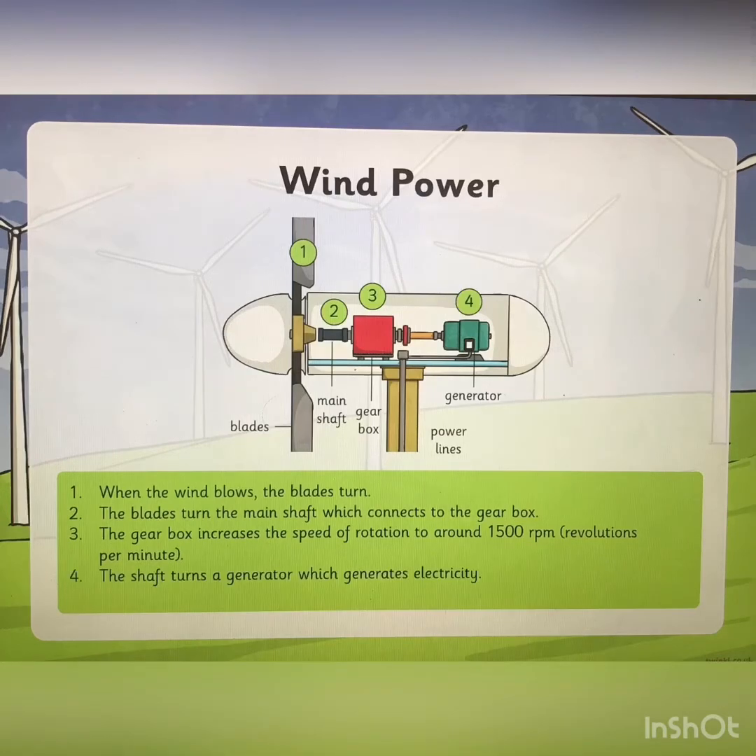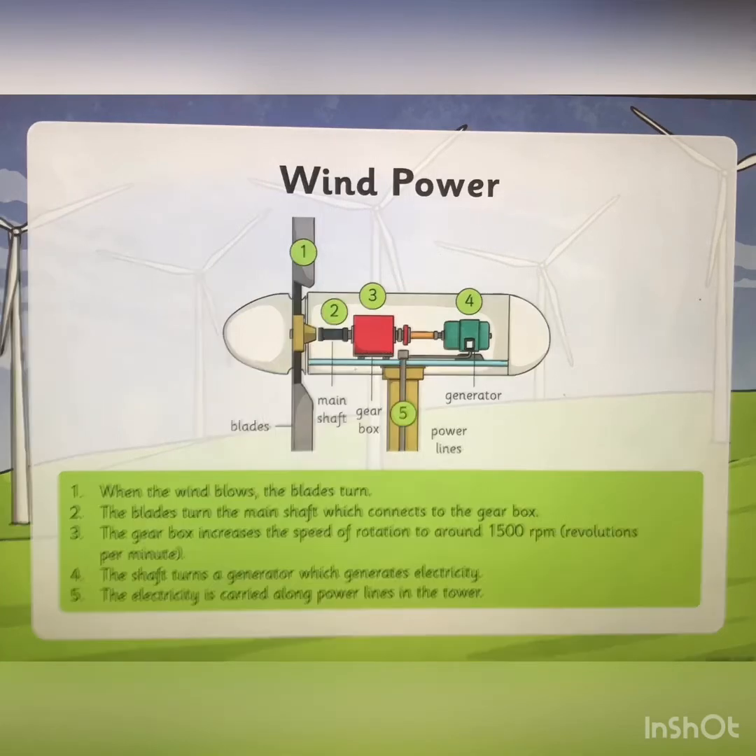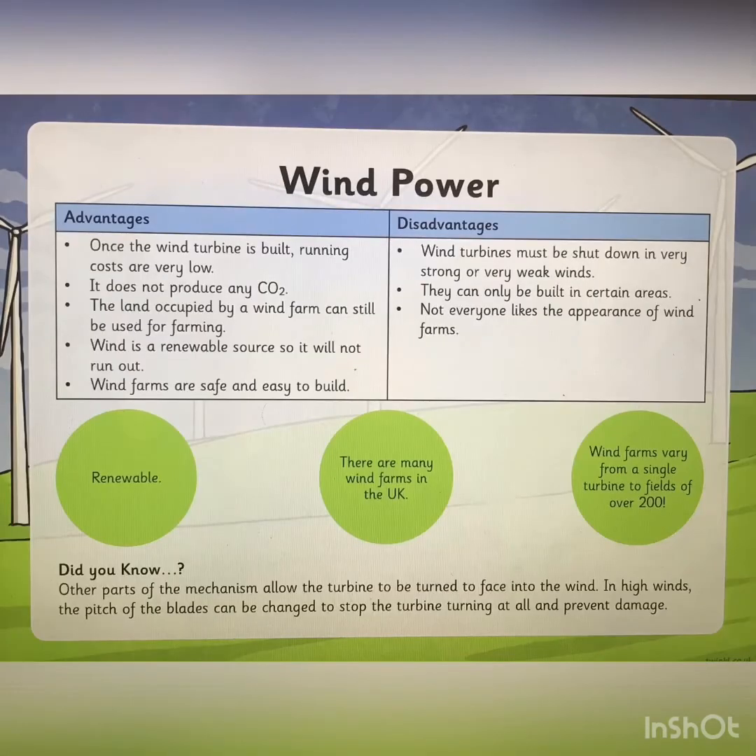Now, the shaft turns a generator, which generates the electricity. That's how we produce electricity, just like all other forms that we've studied. And just like all other power sources, the electricity is carried along power lines to the tower or to any other grid that needs the supply of electricity. Right, so let's talk about the advantages and disadvantages of wind power.